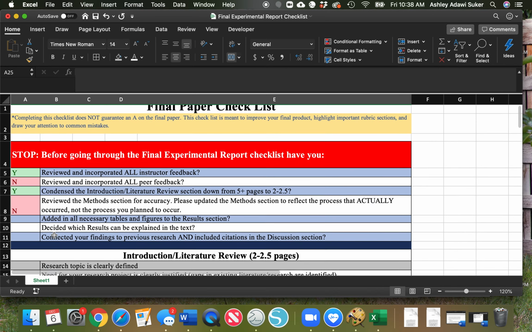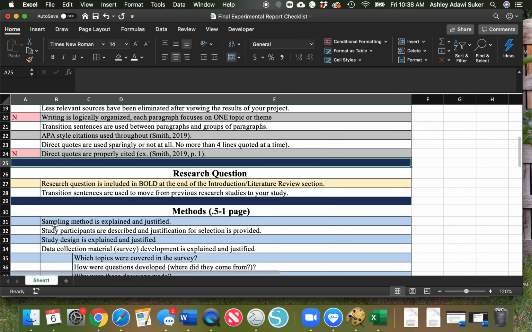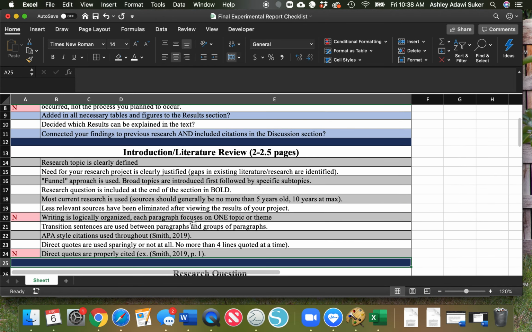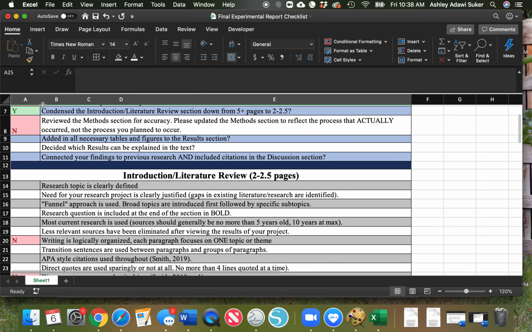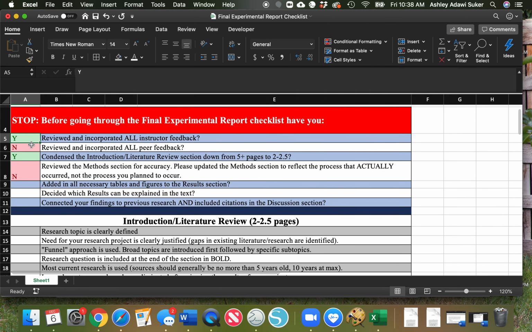Okay, then you can go and refer back to this in the next few days and say, this was my problem area. I need to focus and fix this before I turn it in. The same is true with the yeses. This is just to kind of help keep you focused, keep you on track. These are the things that I have left to do. This is what I've already done.